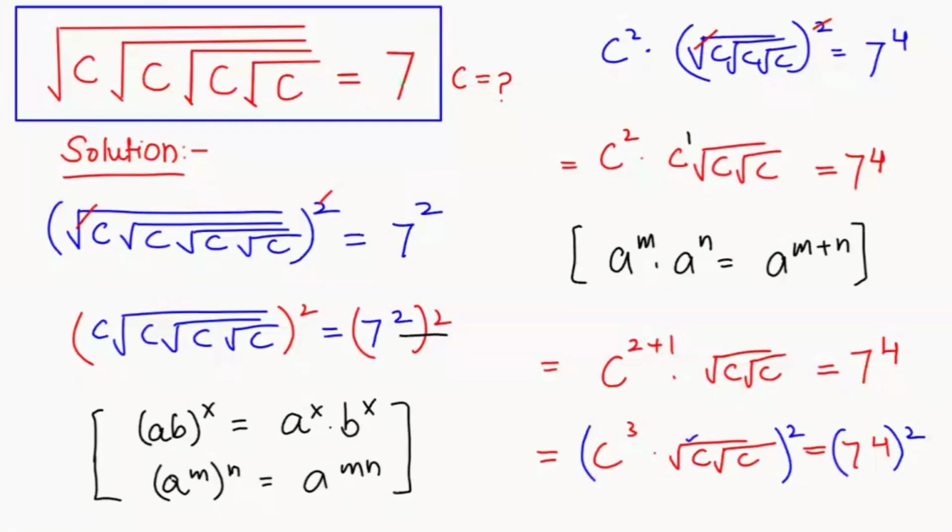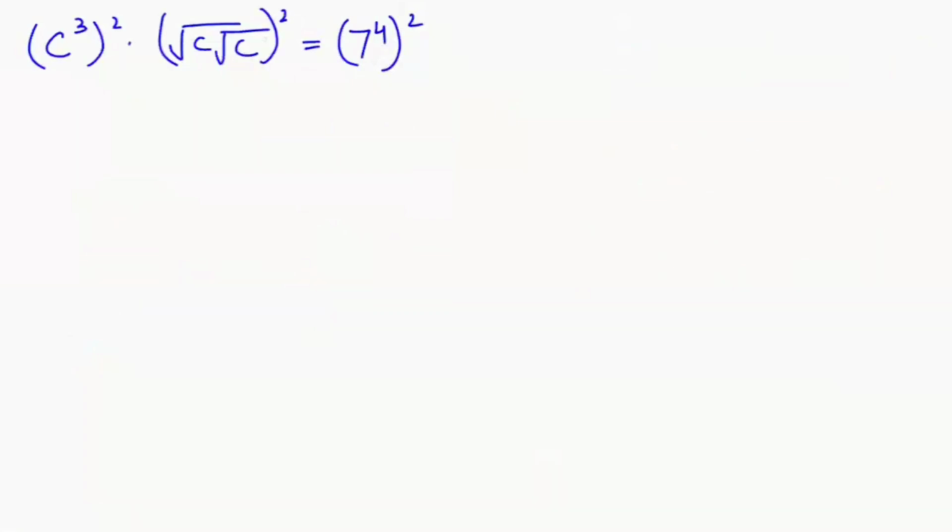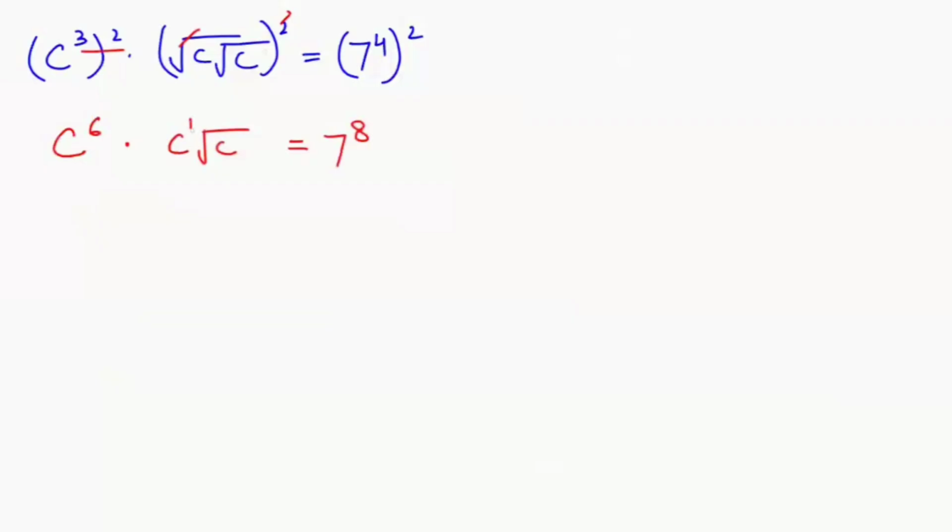So the next expression we get is (c to the power of 3) whole to the power of 2 times root of c of root of c equals ((7 to the power of 4) whole to the power of 2) whole to the power of 2. So here the powers are going to be multiplied. C to the power of 6 times, here the square and the root get cancelled. Here c root of c is remaining, equals 7 to the power of 4 times 2, which gives us 8. Again, we have one power, so I'm going to add up the powers: c to the power of 6 plus 1 times root of c equals 7 to the power of 8.